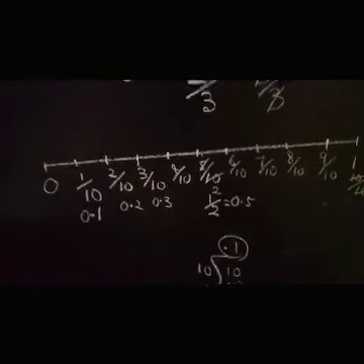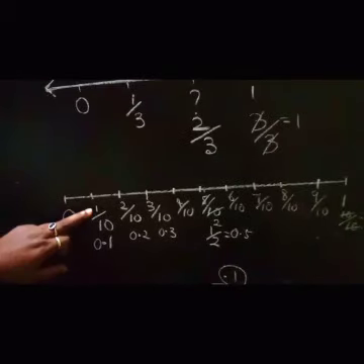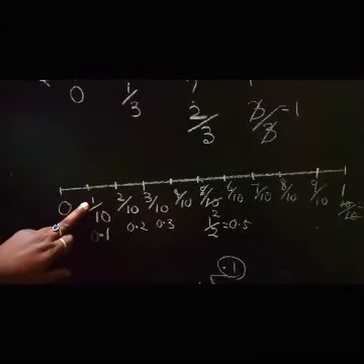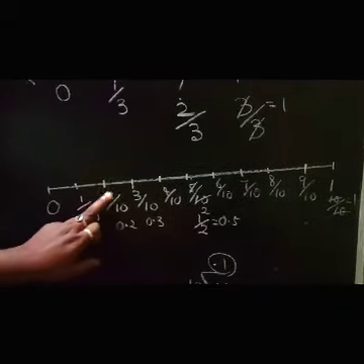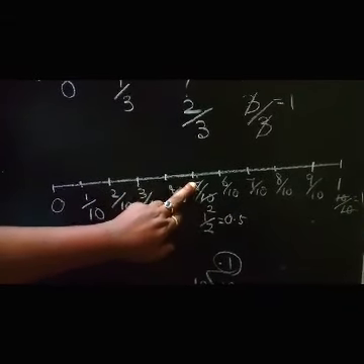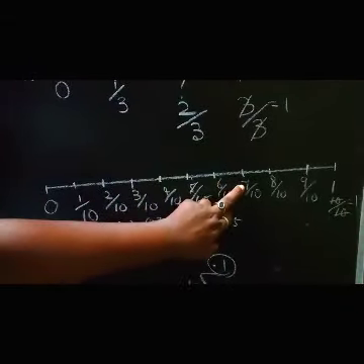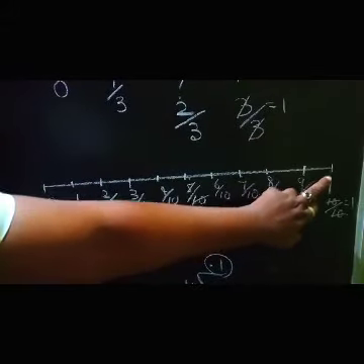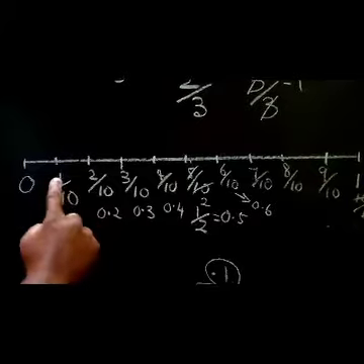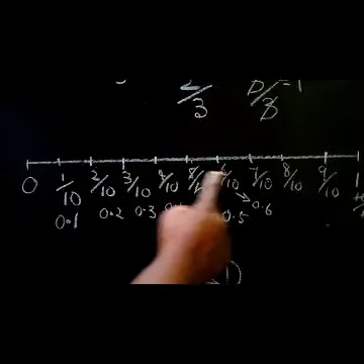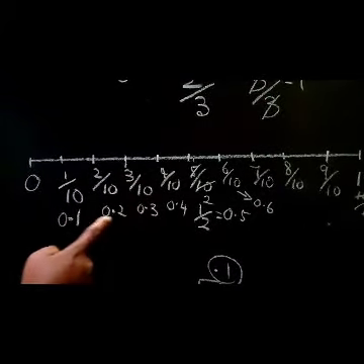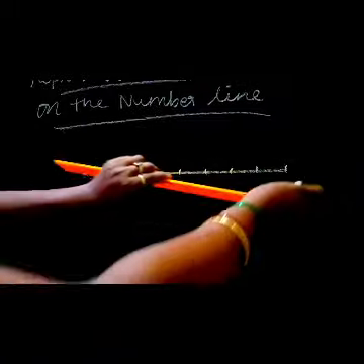So, the value of each line is 0.1. 0.1, 0.2, 0.3, 0.4, 0.5, 0.6, 0.7, 0.8, 0.9, and 1.0, which is called 1. All these values are rational numbers. These values are decimal numbers.